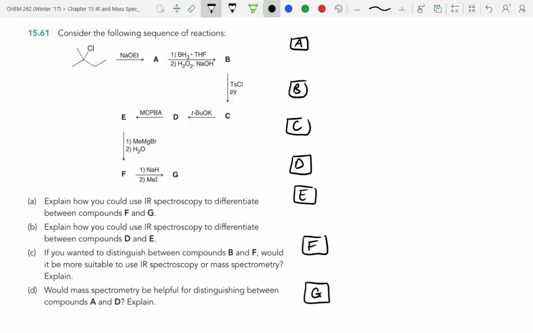Oh, you don't have to draw C. Is that methyl iodide? Yep.